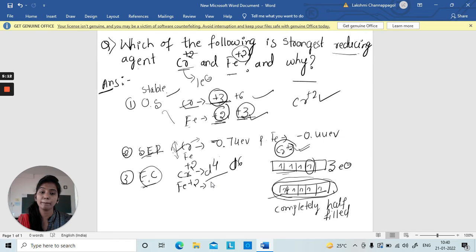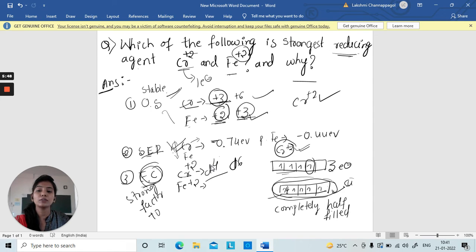5 means the completely half-filled state of the d orbital will be the stable state, as you learned in the electronic configuration of copper, right? There you write d10 directly, and for chromium also we write d5. That's why this electronic configuration is not a strong factor to decide the reducing capacity of the metal. The stable oxidation states and the standard electrode potentials are the stronger factors to identify which is the strongest reducing agent.